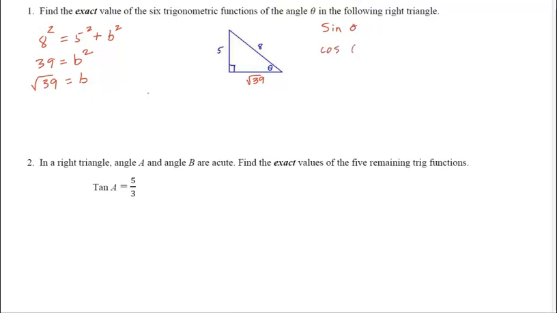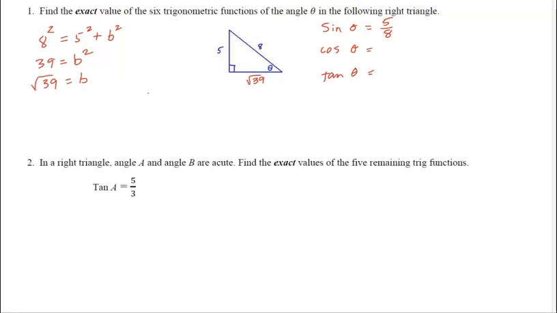functions of angle theta, which is this bottom right corner. All right, so you got to know SOHCAHTOA. Don't forget that. Sine is opposite. So for theta, the opposite side is the one that measures 5. And then the hypotenuse, sine is opposite over hypotenuse.